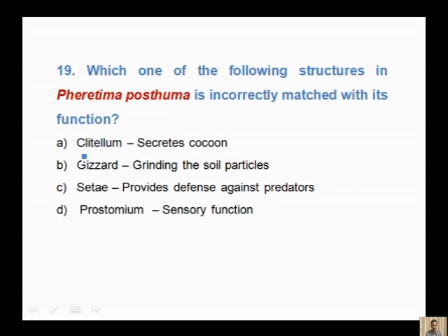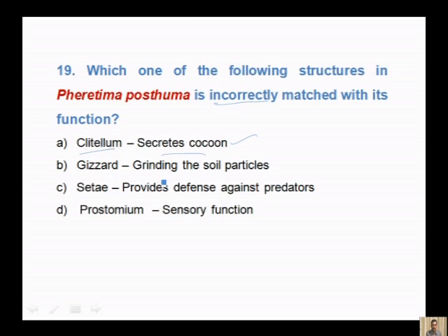Move on to the next question. Which one of the following structures in Pheretima posthuma, or common Indian earthworm, is incorrectly matched with its function? Clitellum is the band-like structure which helps in the secretion of cocoon mucus, where the fertilization process takes place and the development of eggs takes place inside the cocoon secreted by the clitellum. The first point is correct.